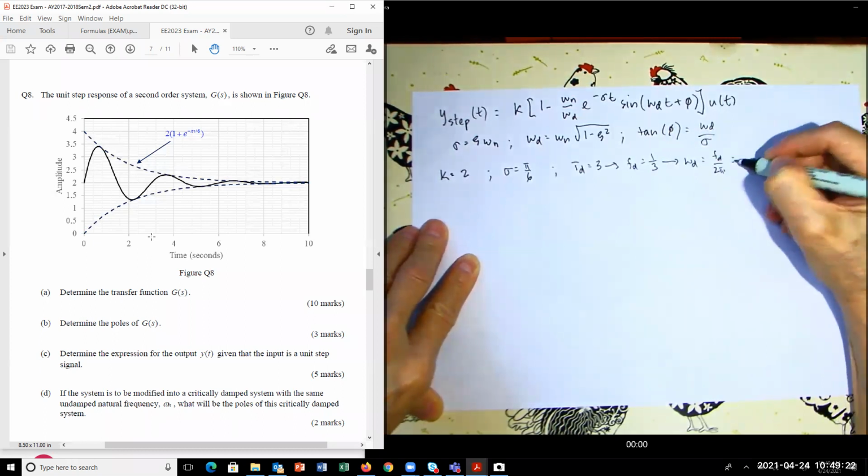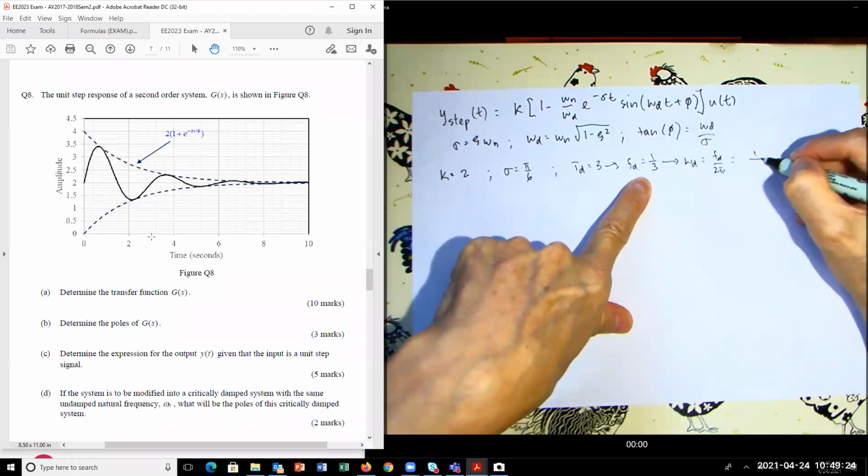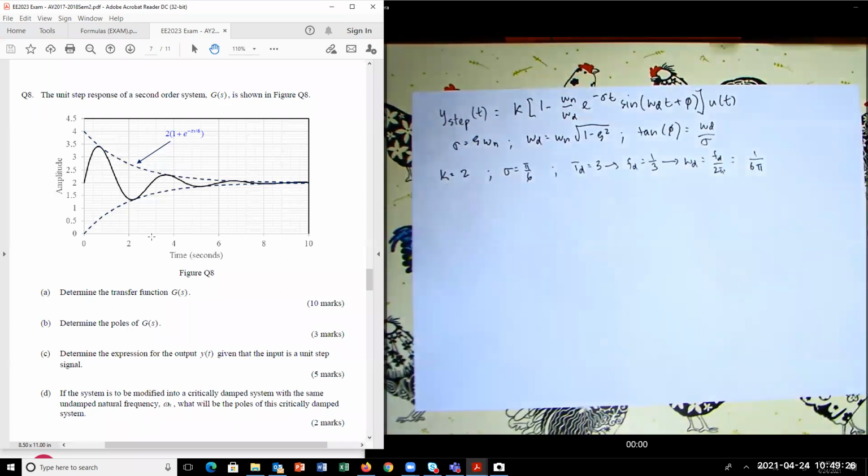FD is 1 over 3, so it's 1 over 6 pi. So you know omega D. Prof, for this kind of unit step response of second order systems, to find TD, do we always start at one cycle, you see 0?